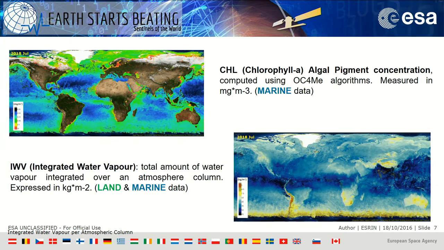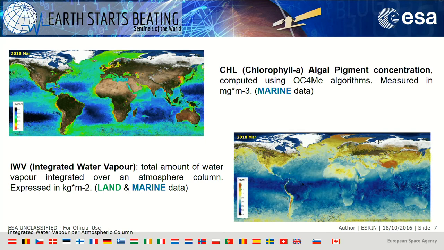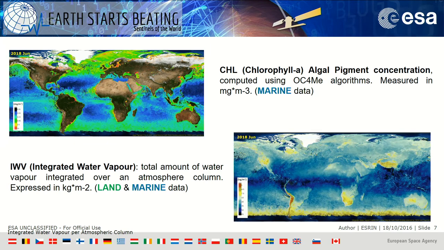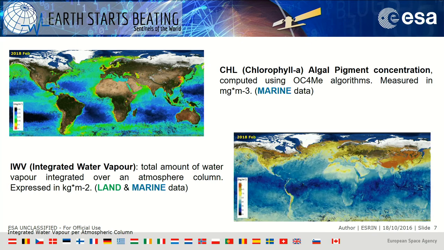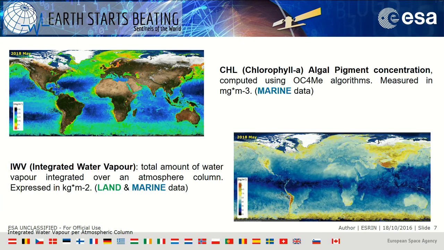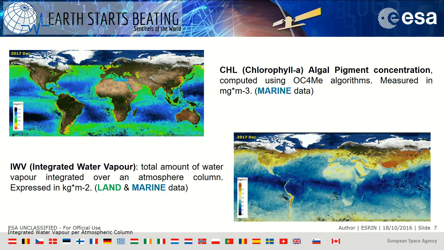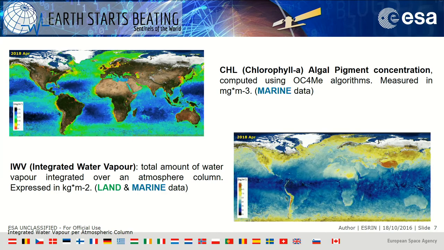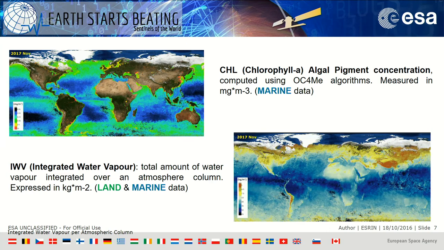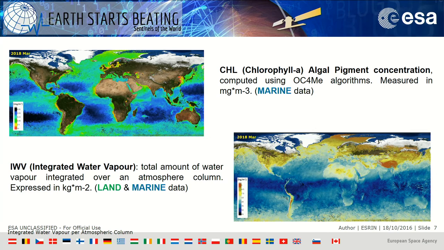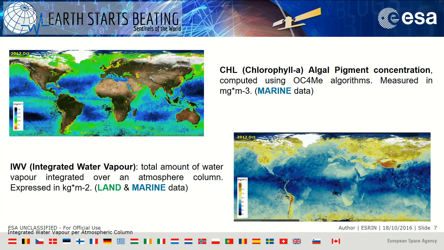And another example is a combined product from land and marine services, where you can see the total amount of water vapor. You can see the blue area, the highest values of water vapor. And in particular, it's very, very interesting to see the area of the Himalaya, where you see the effect related to the starting process of the monsoon, and where the index of water vapor is lowest with respect to the surrounding area.